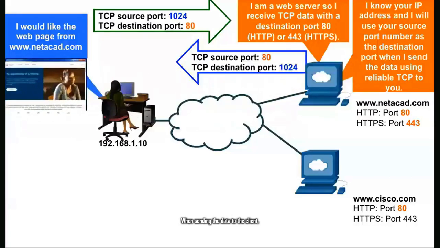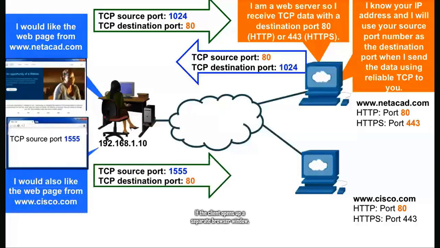When sending the data to the client, the server will use the client's TCP source port as the TCP destination port, in this case, port 1024. This is so the client knows which specific application, the specific web browser window or tab, this data is intended for.